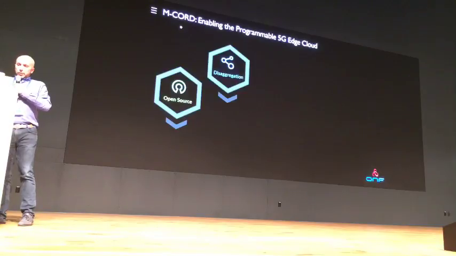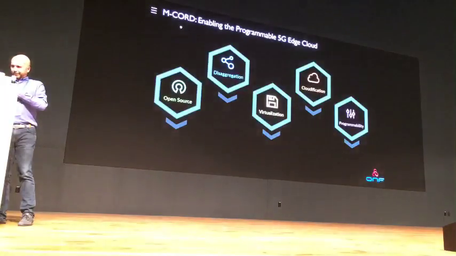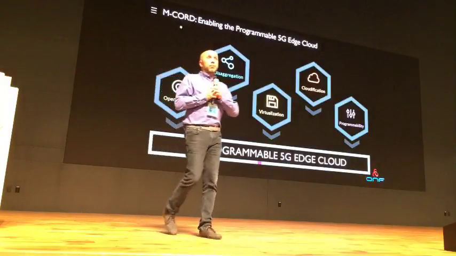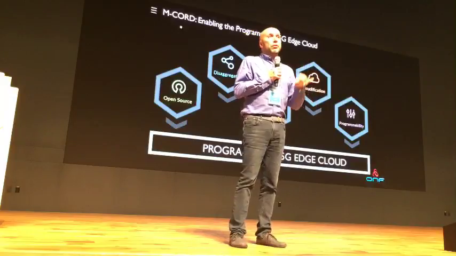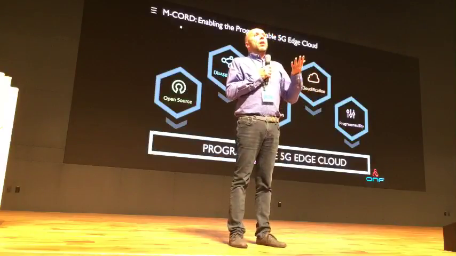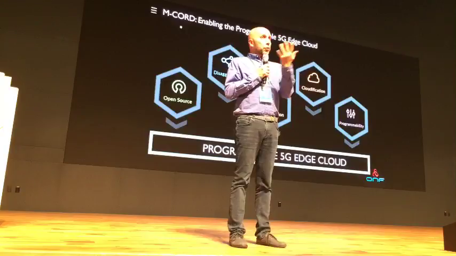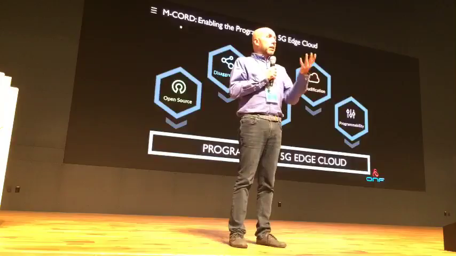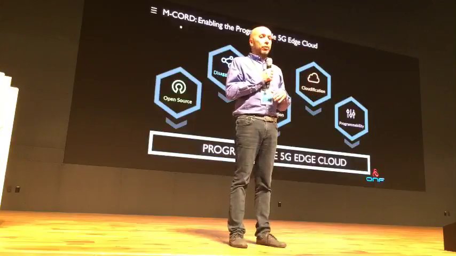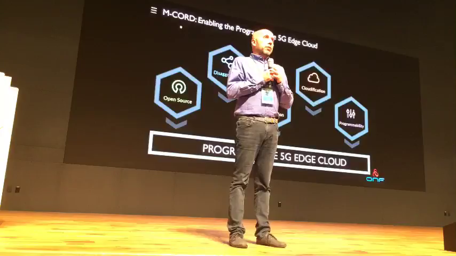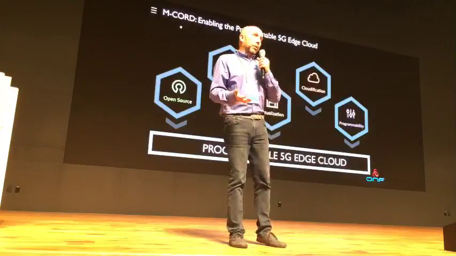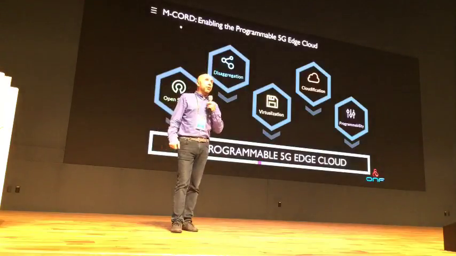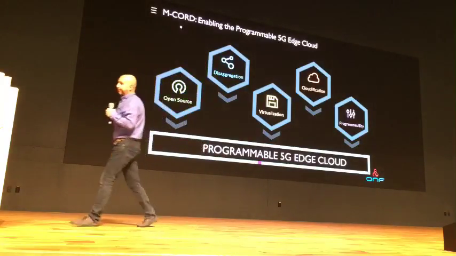So let's talk about MCORD. Effectively, MCORD is the CORD platform for cellular networks. It is built on the pillars of open source, disaggregation, both for the core and the RAN, virtualization, again, for both sides of the network, cloudification, and programmability. And these pillars form what we call our edge, mobile edge cloud.